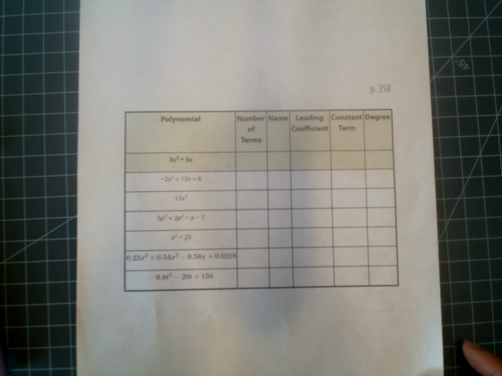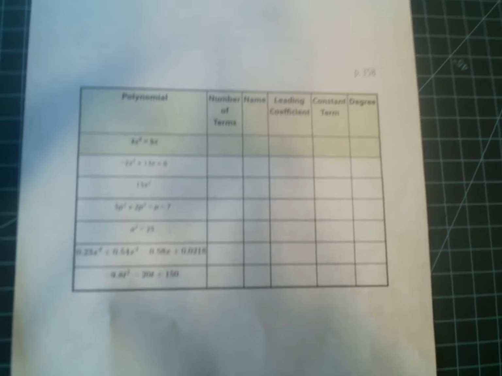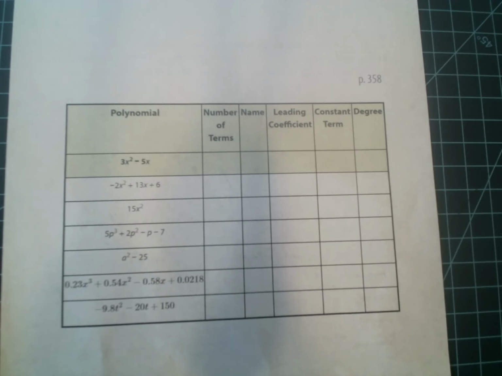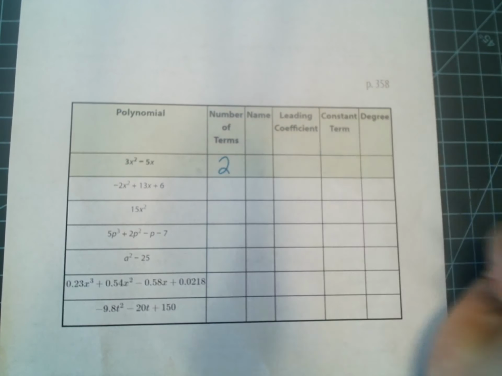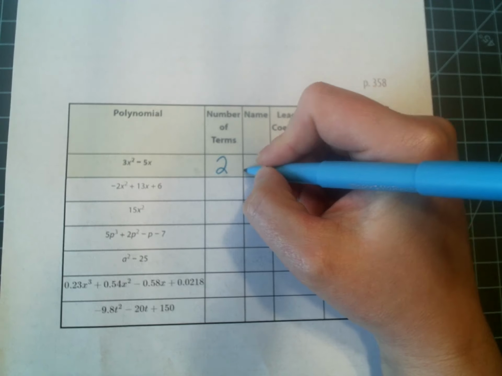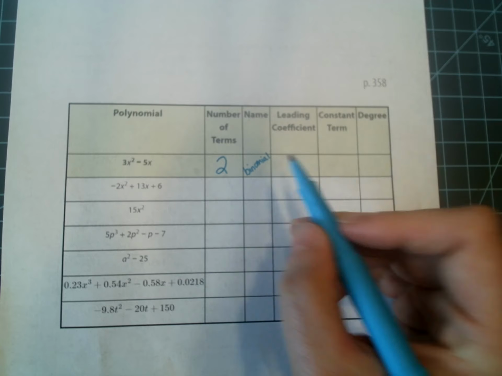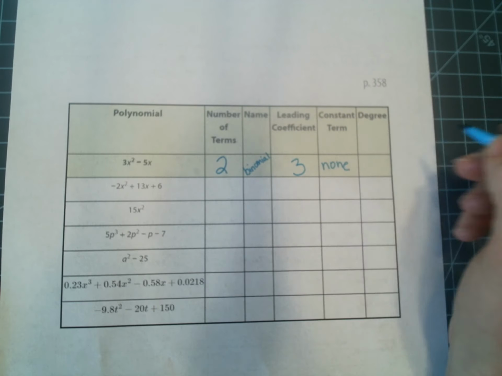So now we're going to look at the chart on page 358 in your textbook. For this first polynomial, we have 2 terms separated by 1 minus sign. So this has 2 terms. So what do we call this? This is a binomial. Its leading coefficient is 3. The constant term, there is none. And the degree is 2 because that's the highest power that we have there.